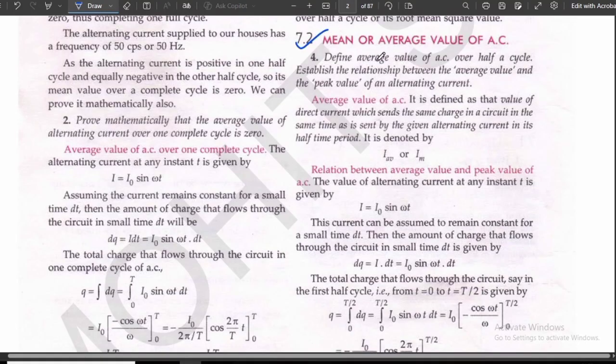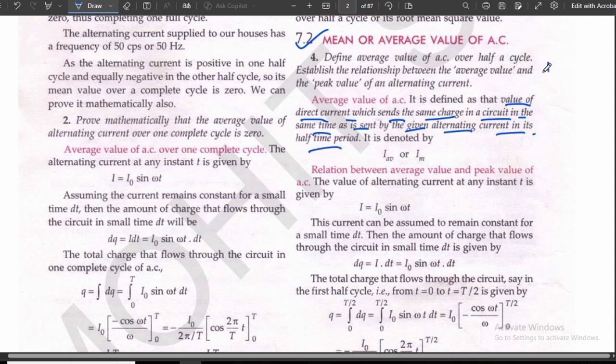Mean or average value of AC. It is defined as that value of direct current which sends the same charge in a circuit in the same time as is sent by the given alternating current in its half time period.